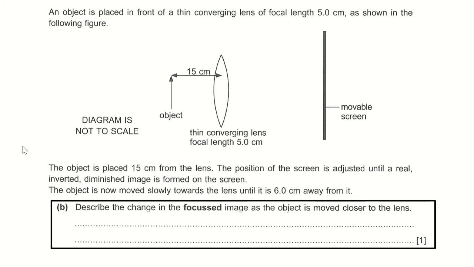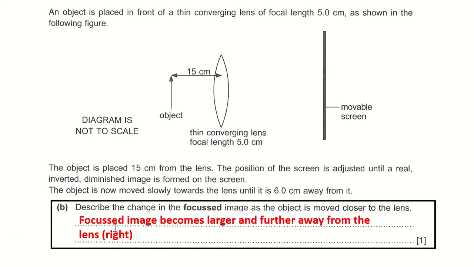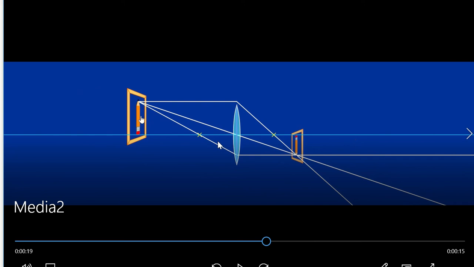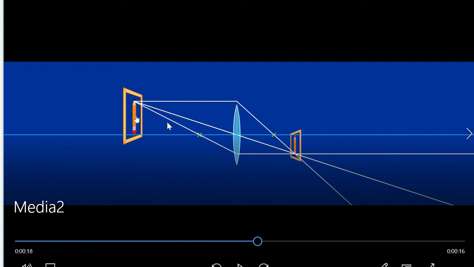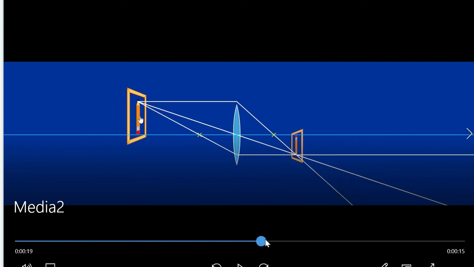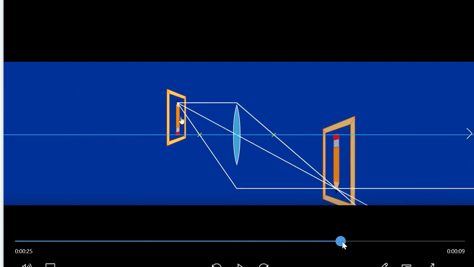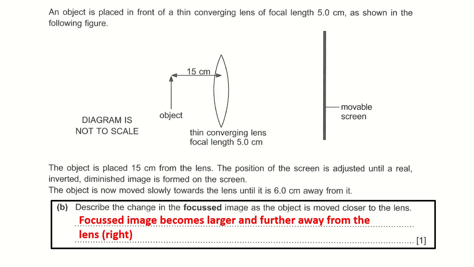This also answers question B. They ask you to describe the change in the focused image as the object is moved closer. So if the object is moved closer, what happens to the focused image? You are right, it becomes larger and further away, which is exactly what's happening here. Originally the object was 15 cm from here. As I move the object to about here, look at what happens to the image. You can see it goes further away and becomes bigger also. So the answer will be larger and further away from the lens.